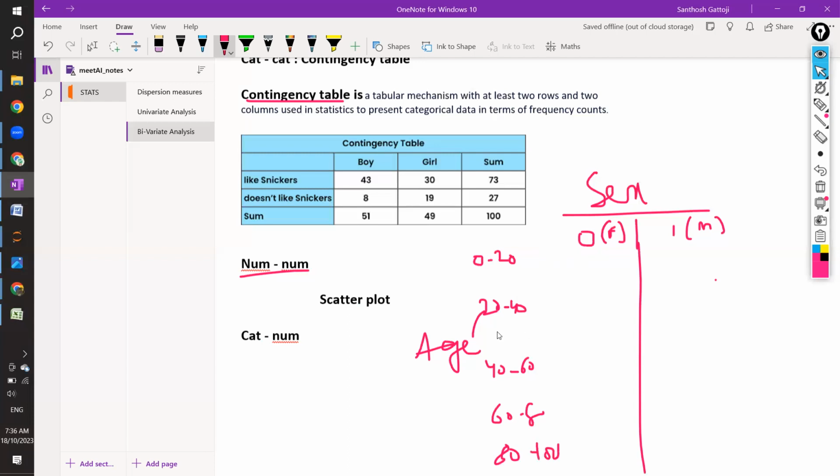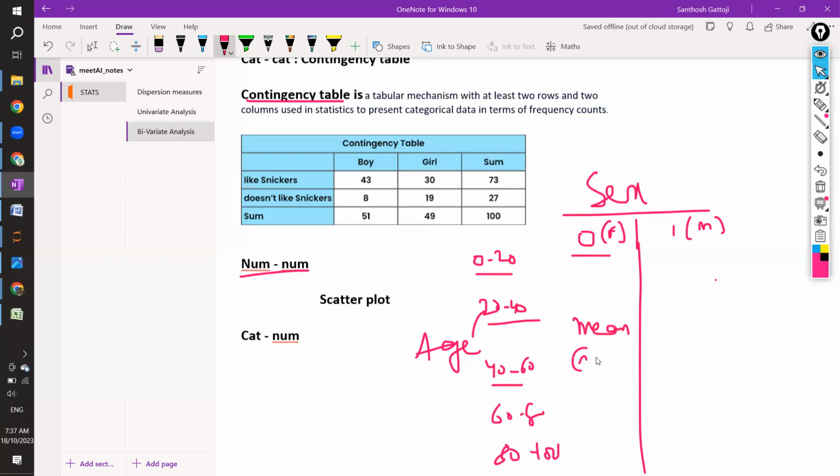So one way is you can create a table. From 0 to 20, how many female people are present? Like that you can get the frequency. Or usually what we do when we have categorical and numerical data is take the mean of the age column. For 0 to 20, 20 to 40, 40 to 60, you can take the mean of all these ages for female.